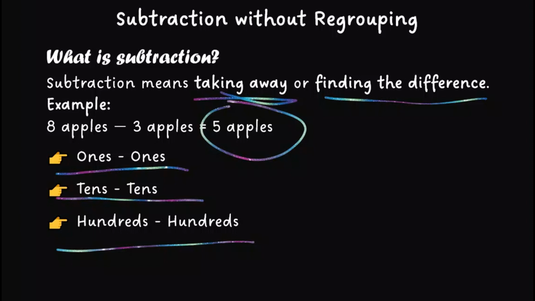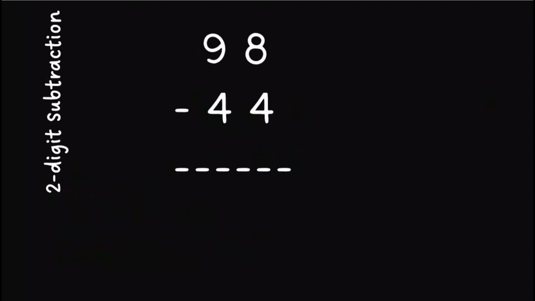Now let's continue towards our first example, and that is a two-digit subtraction. Here we have 98 minus 44. We simply have to take away 4 from 8. First we will solve ones, then we will solve tens. In ones we have 8 minus 4. Now solve it. What is 8 minus 4, the difference between 8 and 4? The difference is 4.